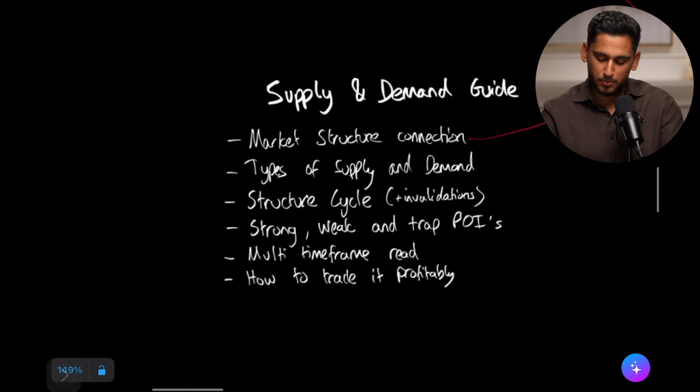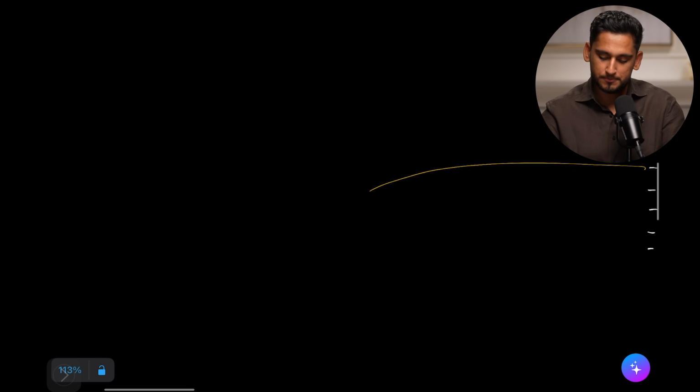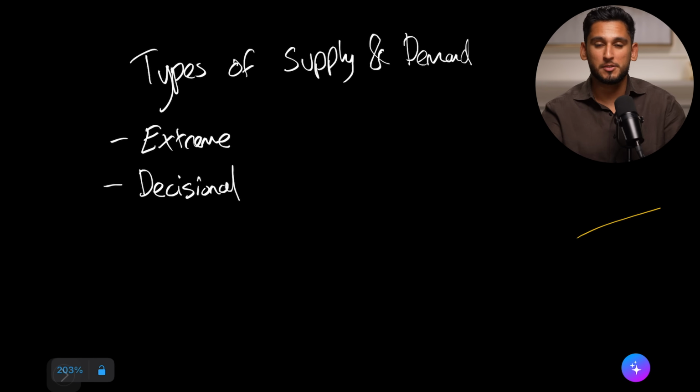Now let's go into the second point, which is types of supply and demand. So we bring it all the way to the left over here. The preferred ones I have are the extreme, which I just showed you, and the decisional. There's going to be demand to supply, supply to demand, rally base rally, and some other things, and there are going to be technicalities and rules, but I'm going to be showing you the preferred ones, which are extreme and decisional.